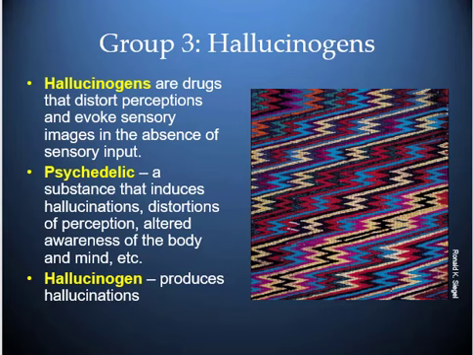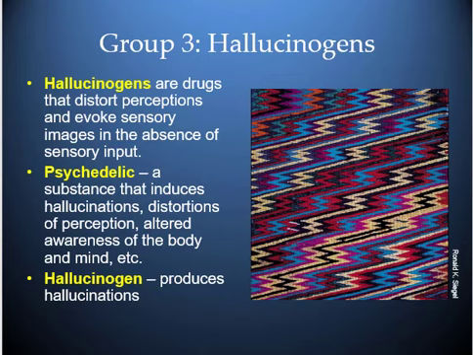The last group of drugs that we're going to talk about quickly are the hallucinogens. This is probably the most misrepresented group here, and the one that has had the most changes over time. We don't even really call them hallucinogens anymore. There are some drugs that are hallucinogens. Hallucinogens produce hallucinations. Your textbook might still define them as drugs that distort perceptions and evoke sensory images, but really, that's not a correct term for that.